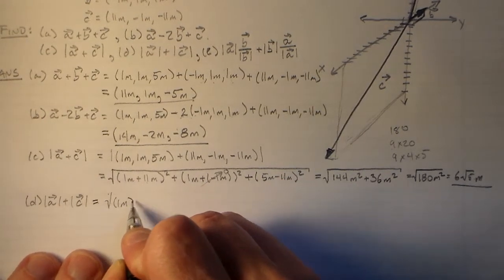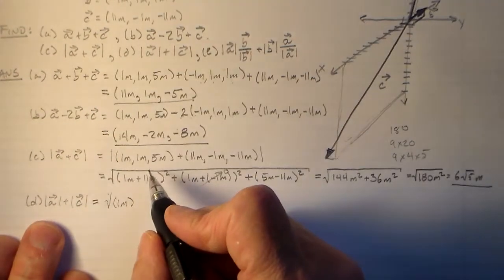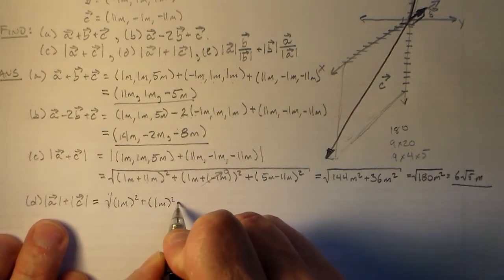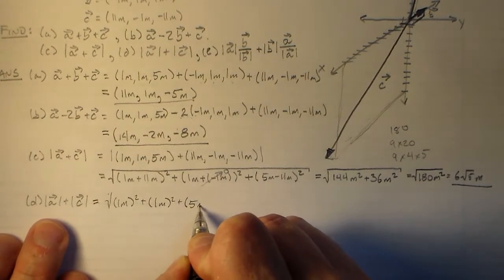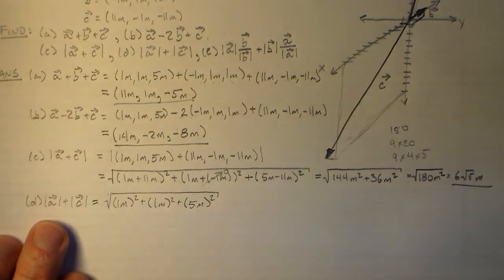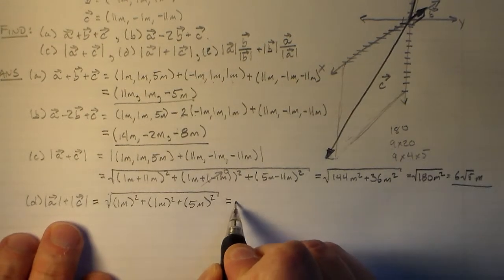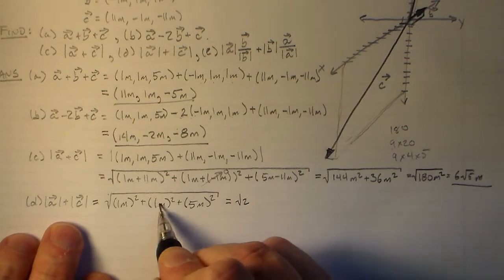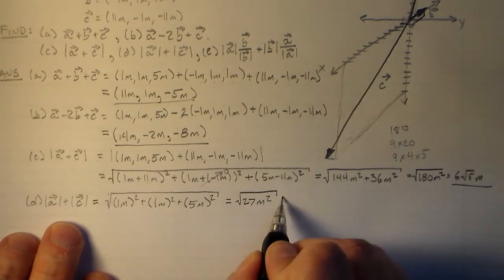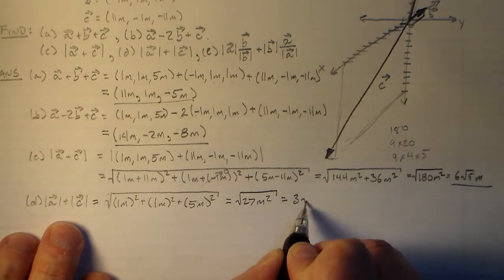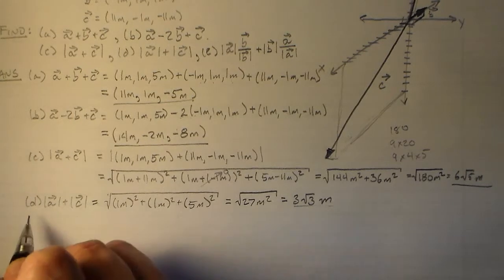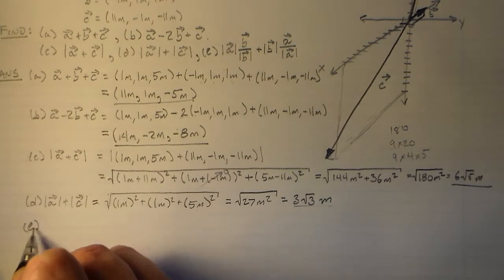So we've got the magnitude of A is 1 meter squared plus 1 meter squared plus 5 meters squared, right? So that's equal to the square root of 25 plus 1 plus 1, 27 square meters, which is equal to 3 root 3 meters. I can deal with that. That's all right.